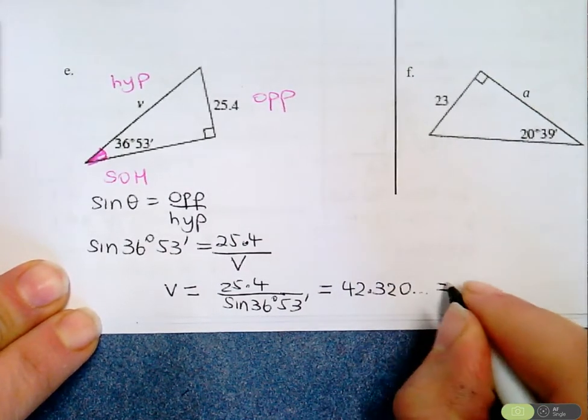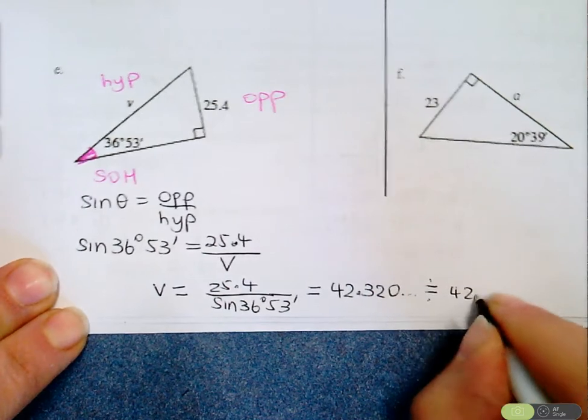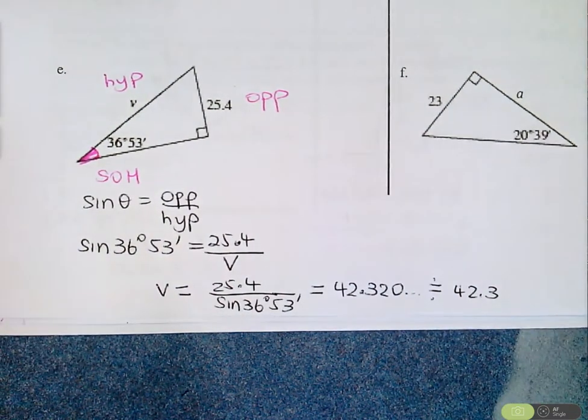42.320, which is approximately equal to 1 decimal place. Good. Now, girls, the others you can do on your own. Do you think you're okay? I'm not teaching you anything new now. We're just doing some worded problems.